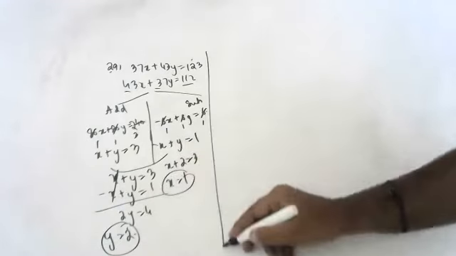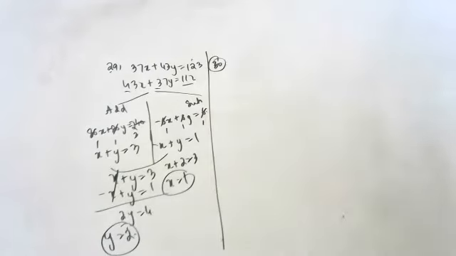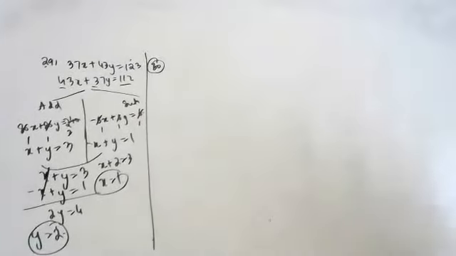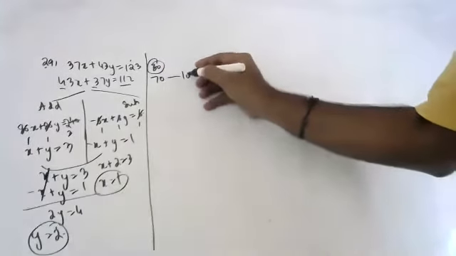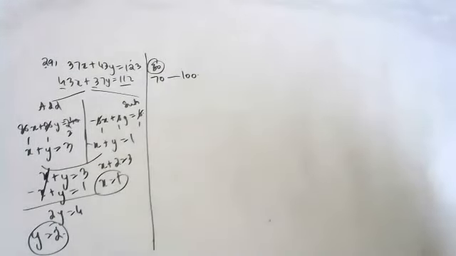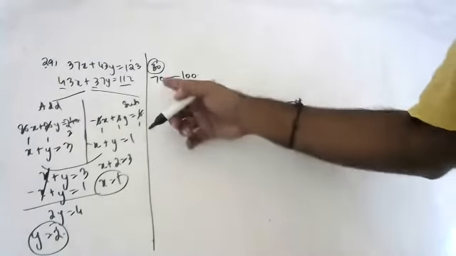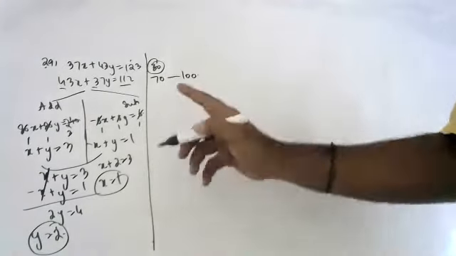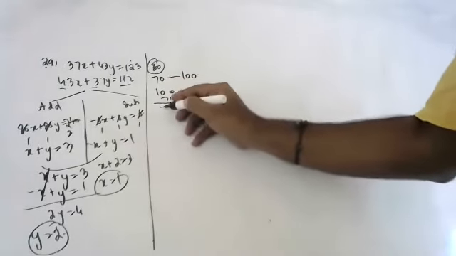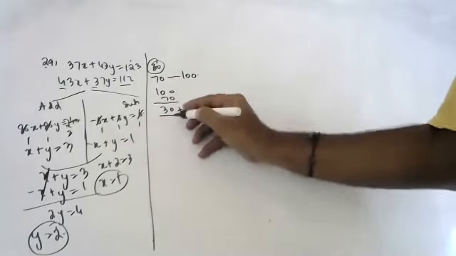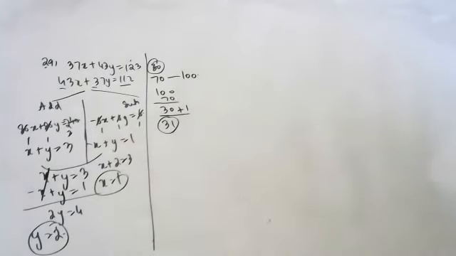Like that you have to do, children. Next, the 30th question: an integer is chosen between 70 and 100. Find the probability that it is a prime number. Between 70 and 100, how many numbers are there? 30 plus 1, 31 numbers will be there.